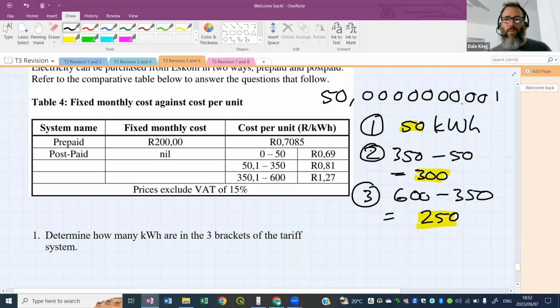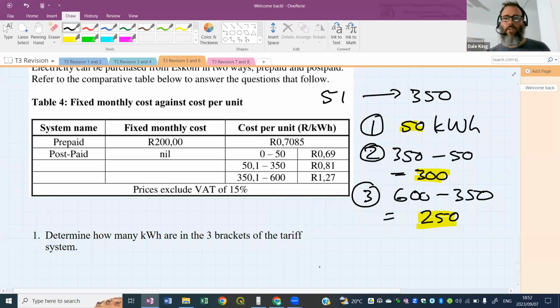That's a more correct way to do it, but you need a lot of zeros. So instead of saying lots of zeros, they just say 50,1. What if they had written this? 51 to 350. They could have done it that way as well. So if you're not 50, you're 51, you're in the second bracket now.